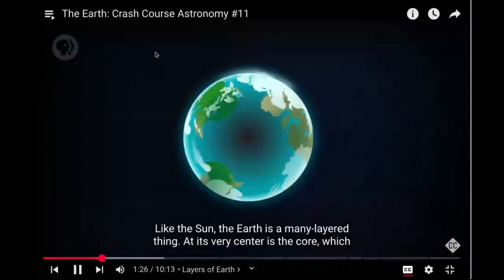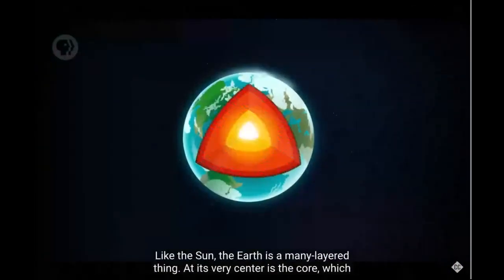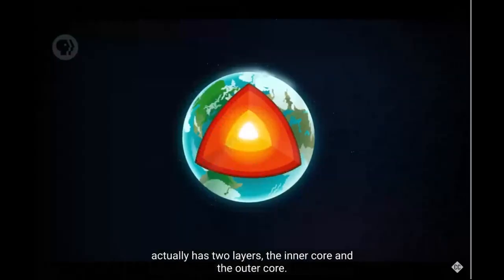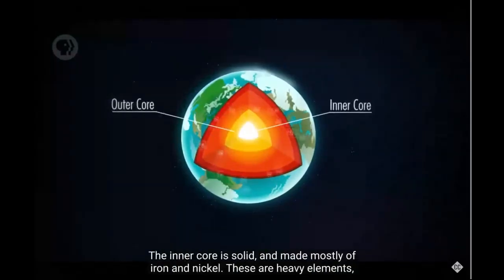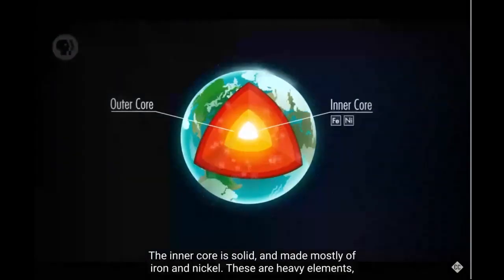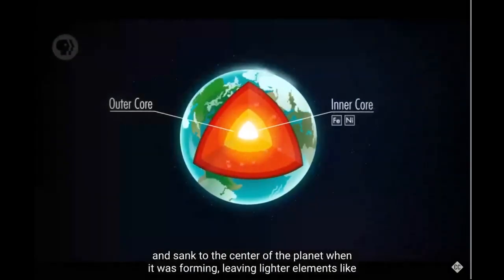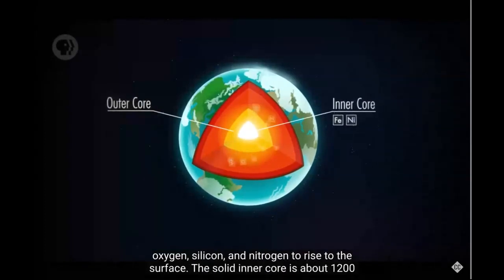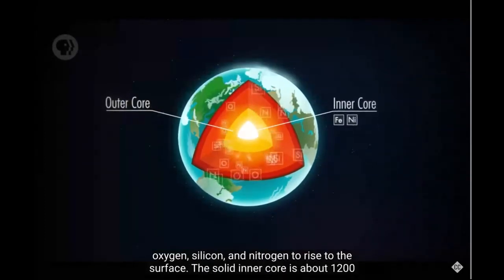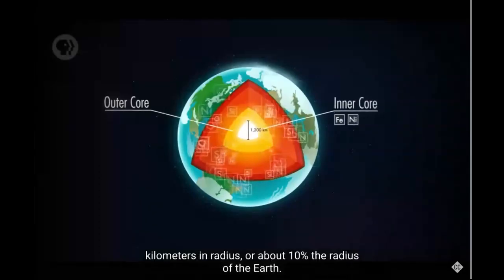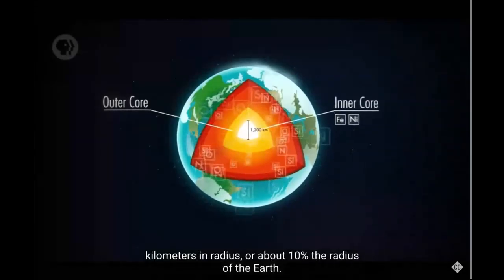Like the sun, the Earth is a many-layered thing. At its very center is the core, which actually has 2 layers, the inner core and the outer core. The inner core is solid and made mostly of iron and nickel. These are heavy elements and sank to the center of the planet when it was forming, leaving lighter elements like oxygen, silicon, and nitrogen to rise to the surface. The solid inner core is about 1,200 kilometers in radius, or about 10% the radius of the Earth.